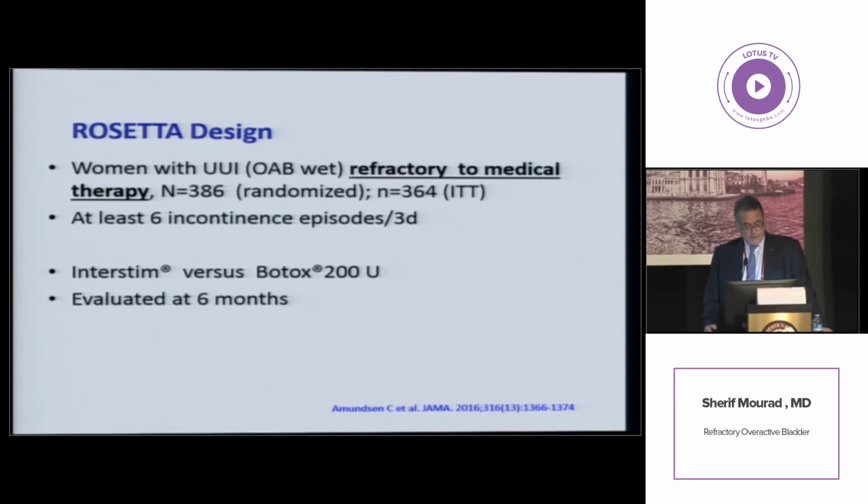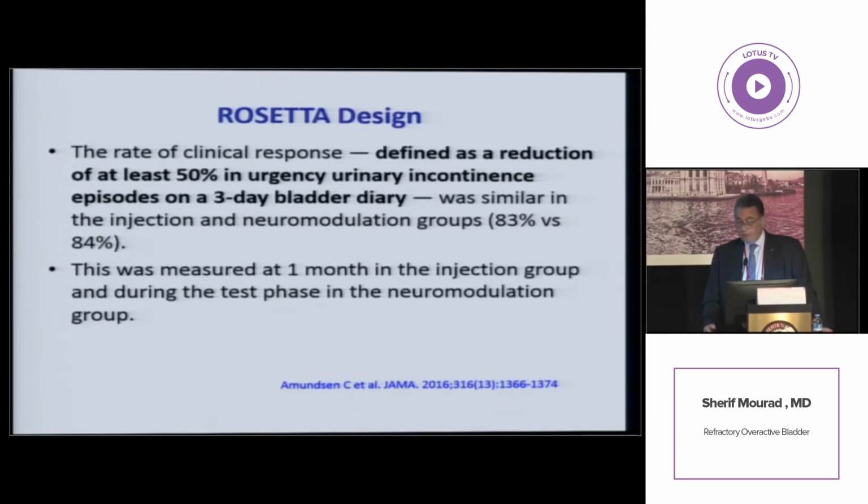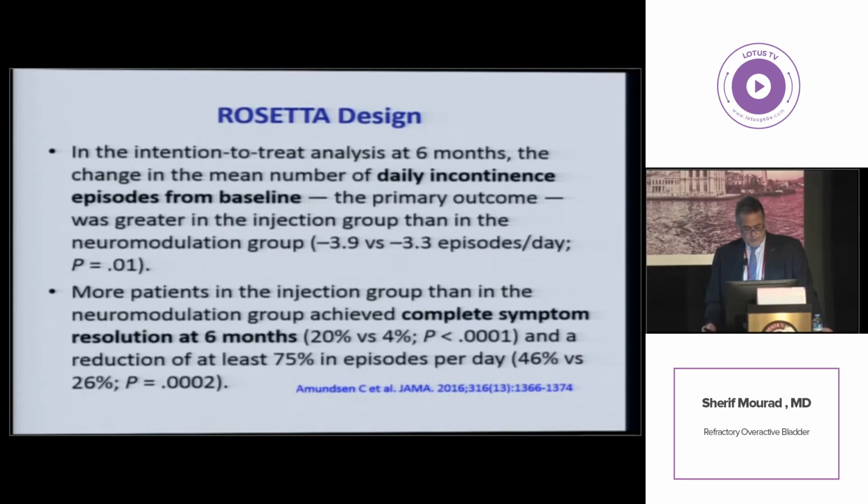So we have the ROSETTA design study with women with urgency urinary incontinence refractory to medical therapy. They had at least 6 incontinence episodes per 3 days, and they compared InterStim versus Botox 200 units. The rate of clinical response, defined as a reduction of at least 50% in urgency urinary incontinence episodes on the 3-day bladder diary, was similar in the injection and the neuromodulation groups. And this was measured at 1 month in the injection group and during the test phase in the neuromodulation group.